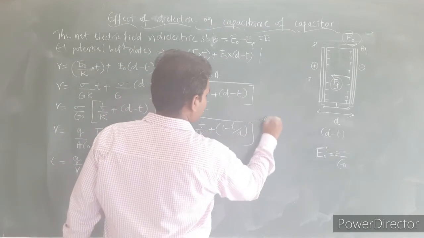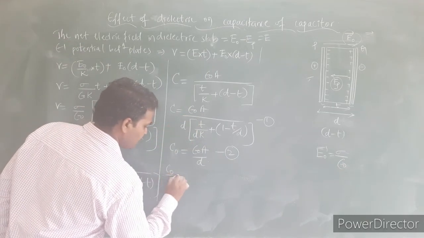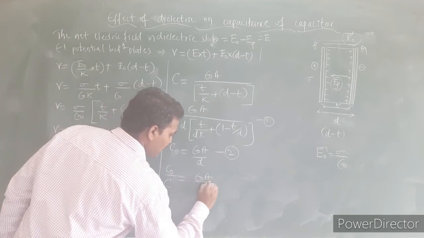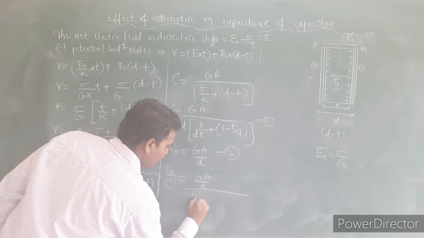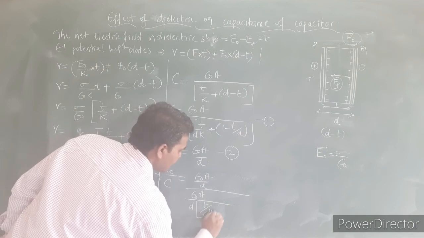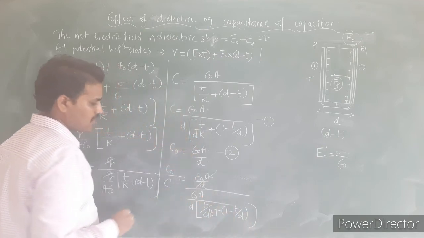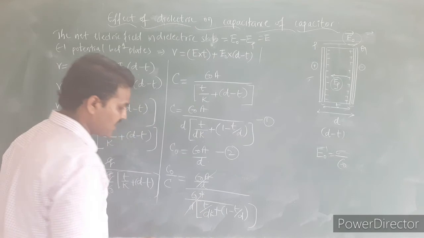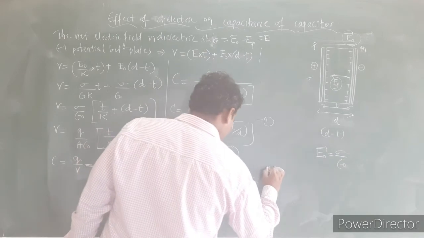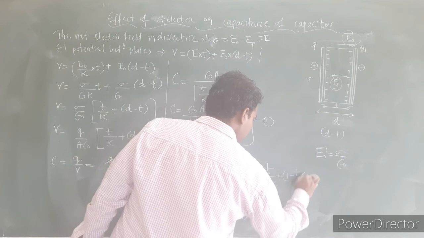Let this be equation number 1, and let this be equation number 2. Let us divide equation number 2 by 1, so that we get C divided by C naught is epsilon naught A divided by D whole divided by epsilon naught A divided by D into the bracket T by DK plus 1 minus T by D. This epsilon naught A divided by D and this epsilon naught A divided by D get cancelled. So C naught divided by C will be equal to T divided by DK plus 1 minus T by D.